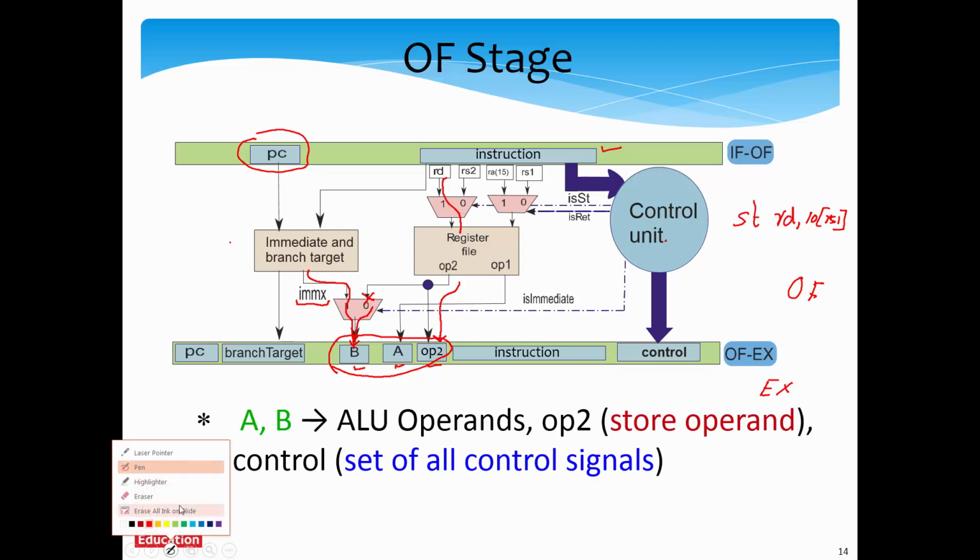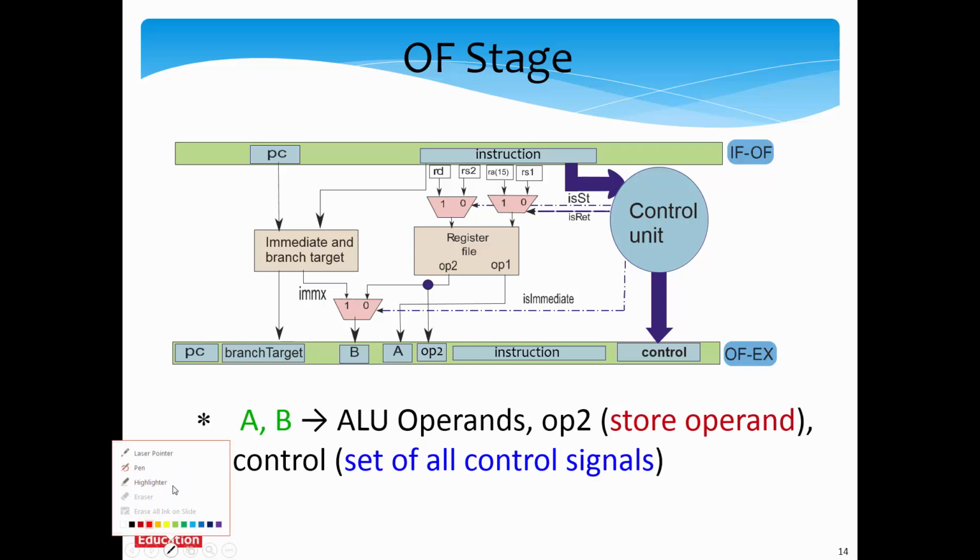So let me again erase everything and show you once again. The intermediate values that we are storing, which are B, A, and OP2, have essentially come from the register file or from the immediate unit. So that's the reason they are being stored in this register. Along with that, we are storing control signals, the contents of the instruction, and also the branch target is another intermediate value. So that's also what we are storing. And the PC also passes along with everything else to the next stage, which is the EX stage.